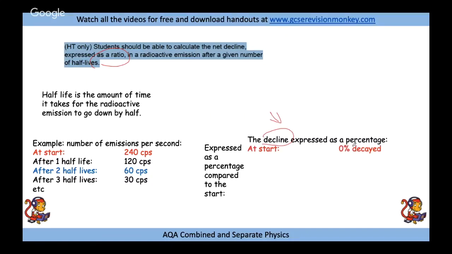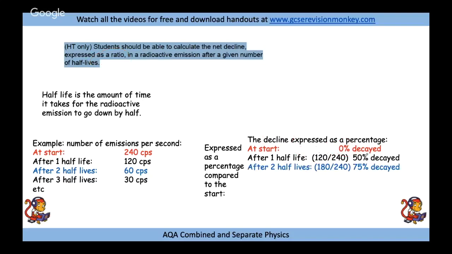So at the start, we've got 0% decayed. So what would that be? 0 out of 240. After one half-life, half of them have decayed, 120 out of 240. So what would that be as a ratio? 1 to 2. 50% have decayed.